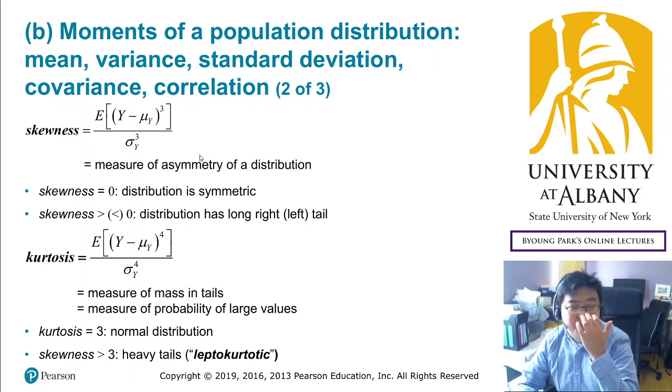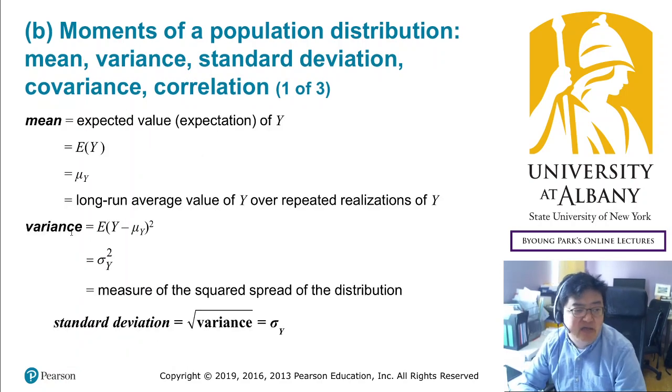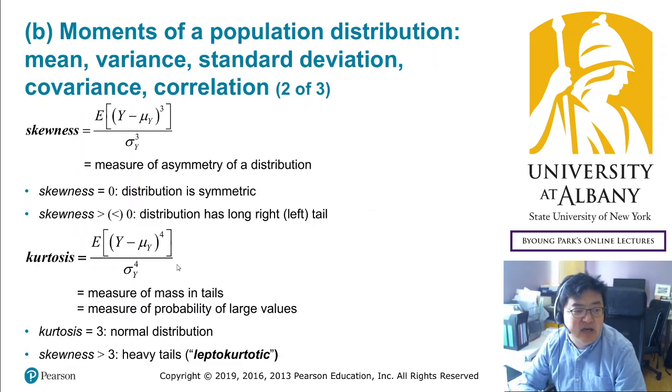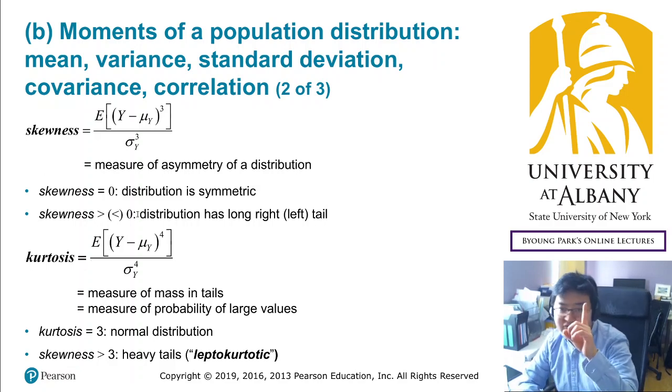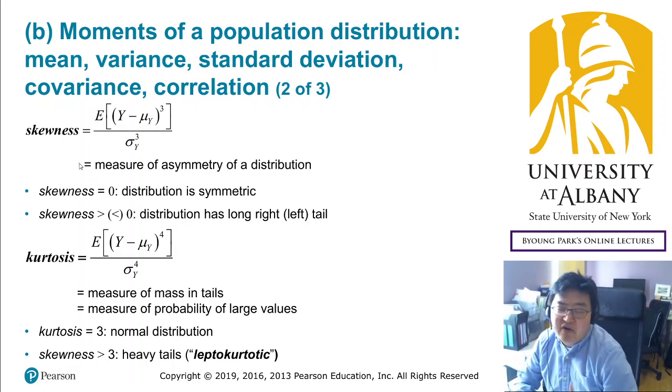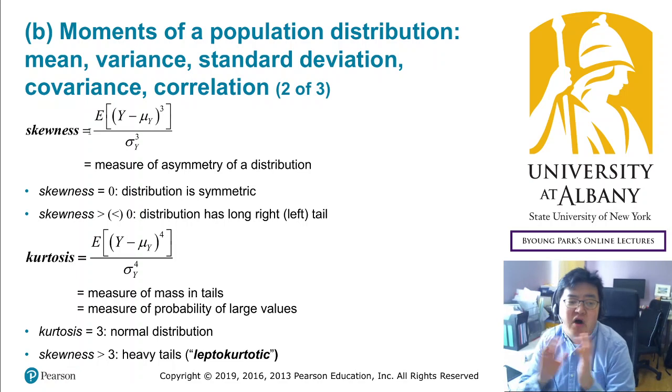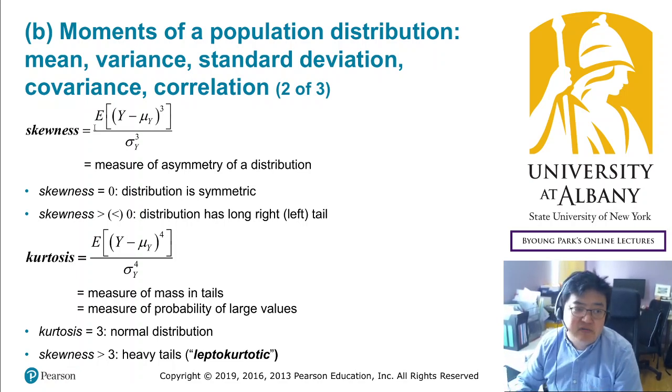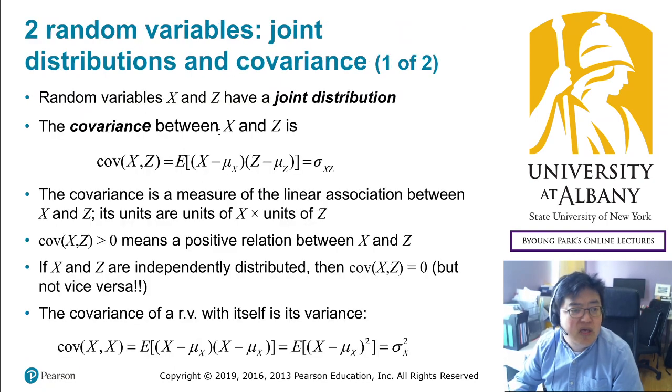Now, mean, variance, standard deviation, skewness, and kurtosis are all about one variable. They are defined for each of the variables. So none of them captures the relationship between multiple variables. So we have to define another measure for the relationship between variables.